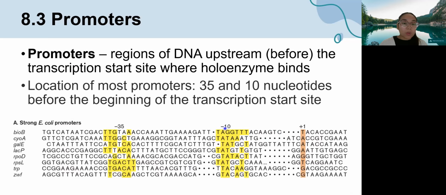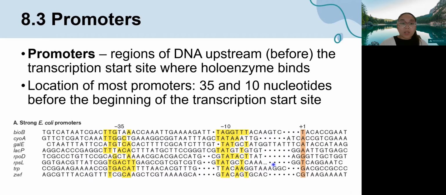Now, most of these promoters are found 35 and 10 nucleotides before the beginning of the transcription start site. So again, this is the beginning, and so it's -10 and -35 approximately. These are where the promoters are. But usually people just call this entire chunk the promoter region.